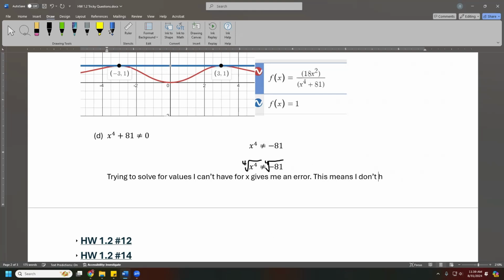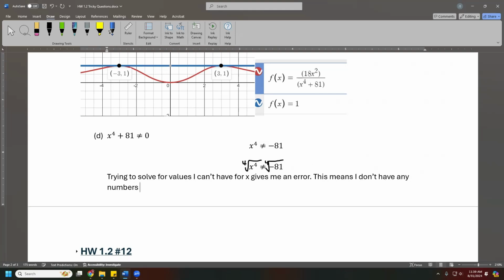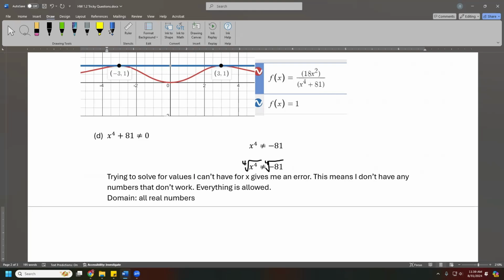This means I don't have any numbers that don't work. Everything is allowed. So even though I had a fraction bar, it didn't actually cause me any problems. In other words, my denominator is never going to equal 0. I don't have any problems to worry about. So my domain is all real numbers.